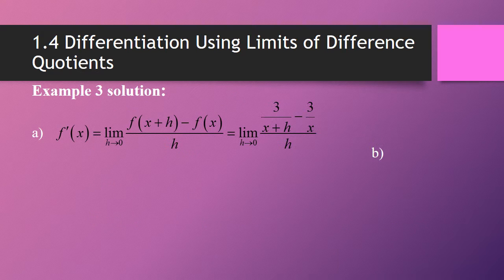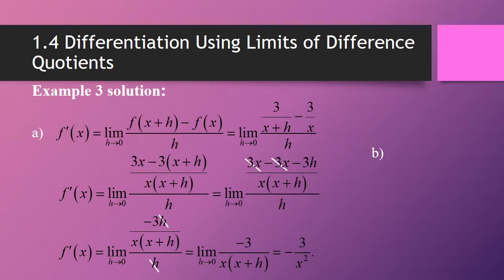Okay, the derivative is a little more involved when you have a fraction. It makes it a little more difficult because it's a fraction. So it's going to be 3 over x plus h minus 3 over x, all over h. What we're going to do is give the top a common denominator. And so we do that and we combine them here.